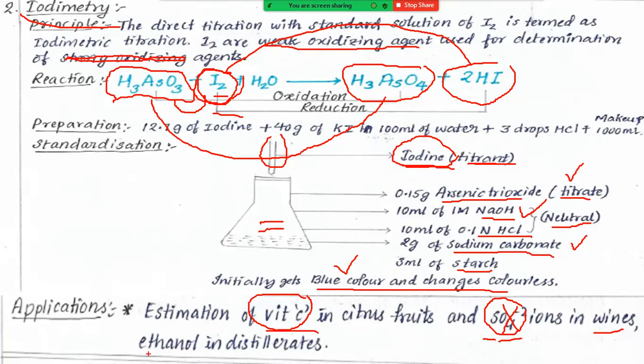And the next one is ethanol. Ethanol can also be estimated, which is produced from distillation processes. Generally fractional distillation is used for extracting ethanol, for the separation of ethanol from water. This ethanol can also be estimated by iodimetry, right? So this iodimetry is a direct type of titration. Why? Because here we are directly adding iodine solution as the titrant solution. That's why this is a direct type of method.